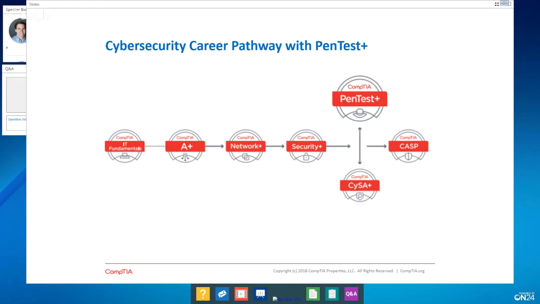So after Security Plus, students could take either PenTest Plus or CySA Plus, because both PenTest Plus and CySA Plus are intended to be at the intermediate level. Whereas Security Plus is really the building block of cybersecurity. And so with PenTest Plus and CySA Plus, we've now gone into an area with CompTIA that we're at the 3 to 4 year level.